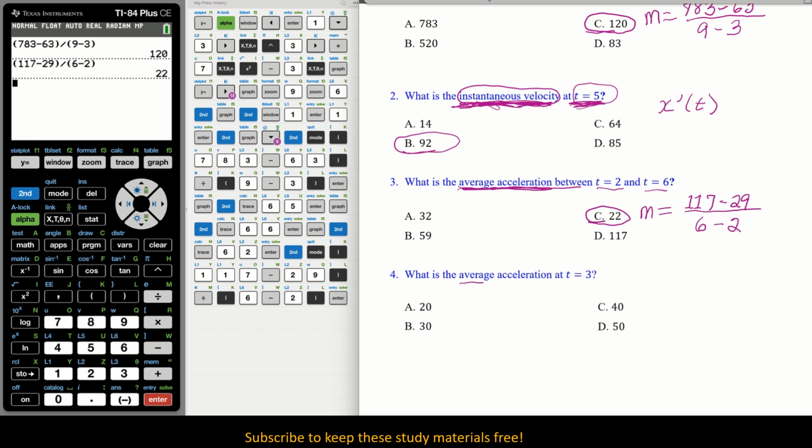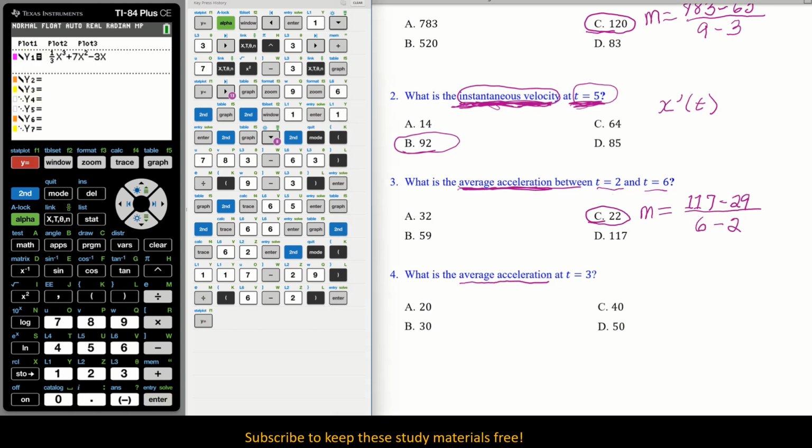Okay, so let's look at number 4. What is the average acceleration at that point? Now, this is where it changes, okay? We cannot use the formula as entered. Let me go to my y equals. Okay, here's where we had it entered. We can't use that as entered. That's our position formula.